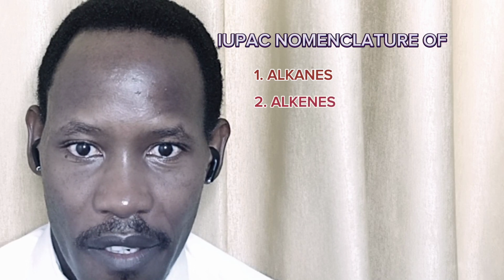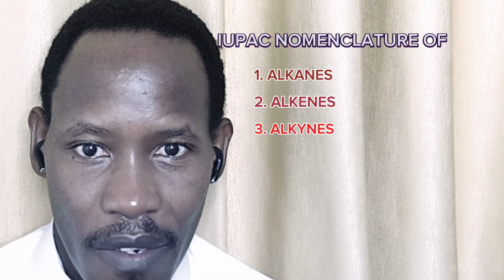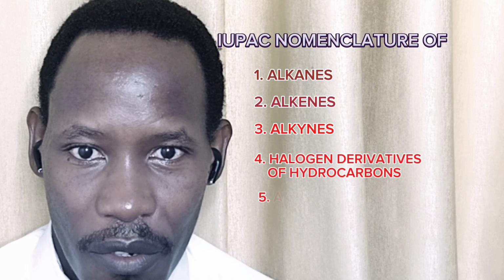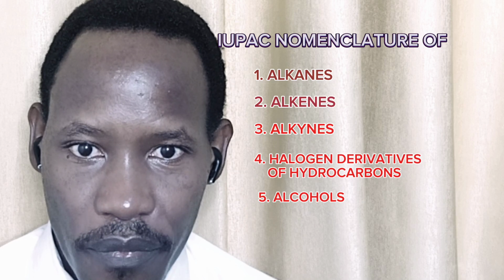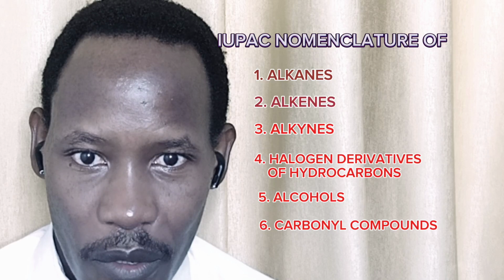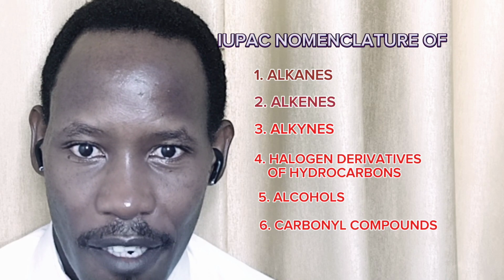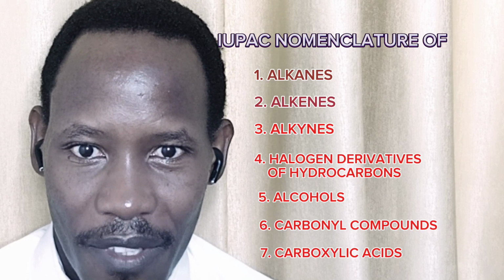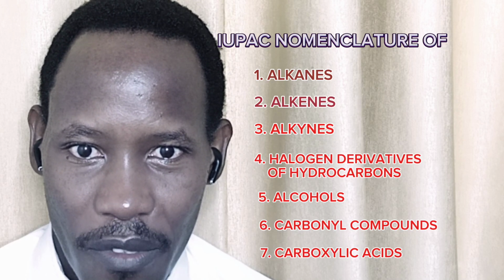Over the past, we have successfully looked at the nomenclature of the following compounds. Number 1, alkanes. Number 2, alkenes. Number 3, alkynes. Number 4, halogen derivatives of hydrocarbons. Number 5, alcohols. Number 6, ketones and aldehydes, collectively known as carbonyl compounds. Number 7, carboxylic acids.